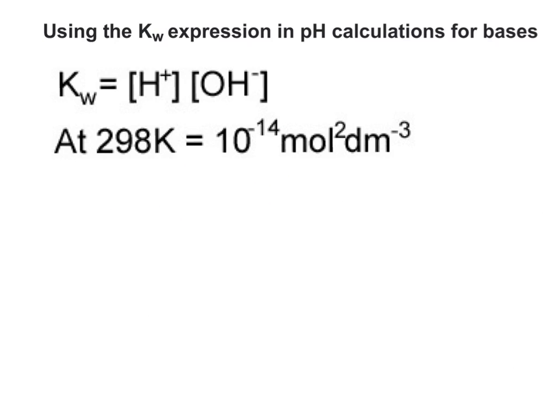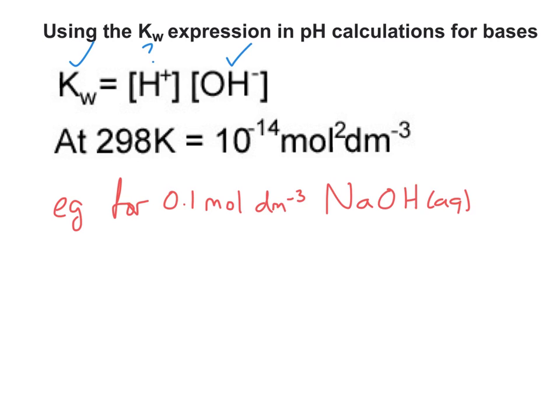So we can use the Kw expression easily in pH calculations for bases, because we'll obviously have the Kw value from our data sheet and we'll be given the concentration of OH minus from the concentration of our base. So let's take a typical example such as 0.1 moles per decimeter to the minus 3 of sodium hydroxide solution.